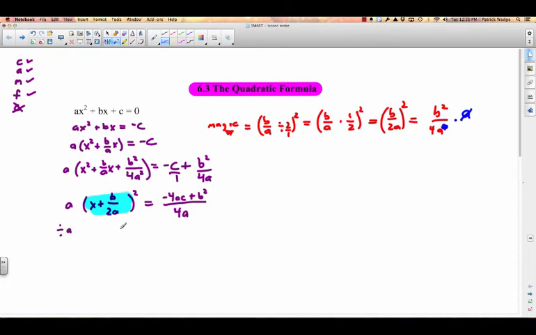We're going to divide by a and divide by a on this side. So if you divide by a, what you're left with on the left is x plus b over 2a all squared. And on the right, maybe there's a different way I could draw this. If I'm dividing by a, which is a over 1, that's the same as multiplying by 1 over a, right? So when I multiply by 1 over a, the numerator stays exactly the same, negative 4ac plus b squared, but the bottom is now going to be 4a times a, which is 4a squared.